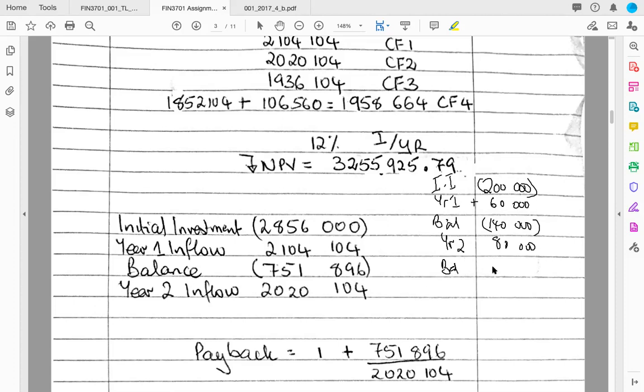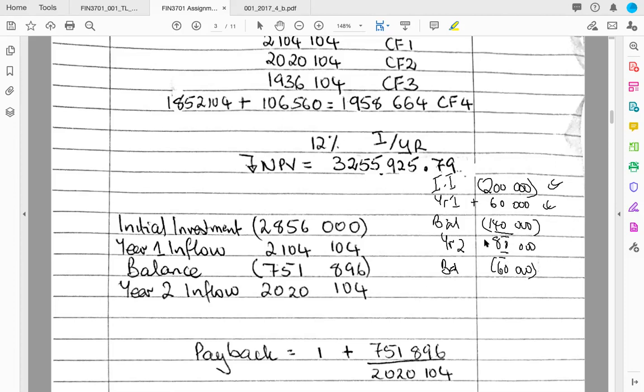And then let's say the balance is 60, right? Okay, so I was just trying to illustrate to you how you can calculate the payback. Suppose we have a project where the initial investment is 200,000. And then suppose in year 1, we get 60,000 coming in. So if we say minus 200 plus 60, that gives us a balance of 140.